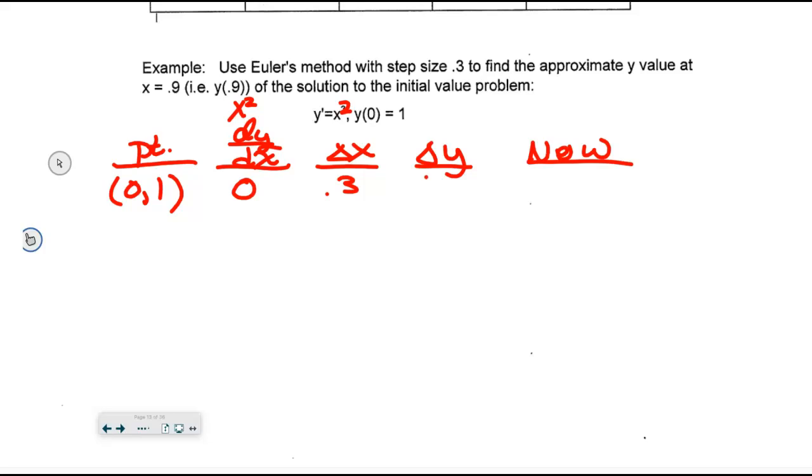Yeah. So on this one, my new point will be, where was I? At 0, but I went 0.3 to the right. My y's were at 1, and I didn't move at all. Back over to here, 0.3, 1. We're going to hop on u and walk with the slope for a while.